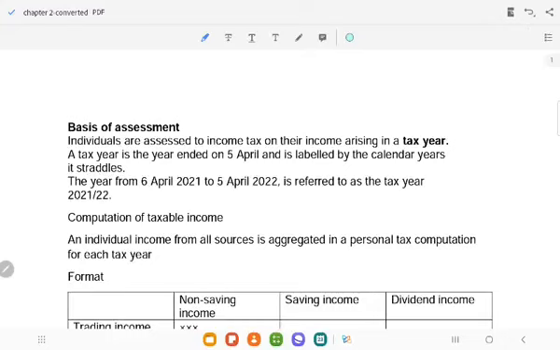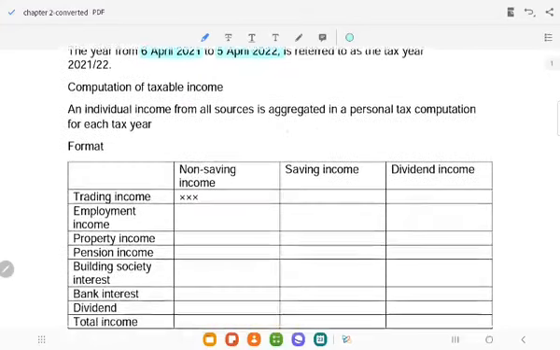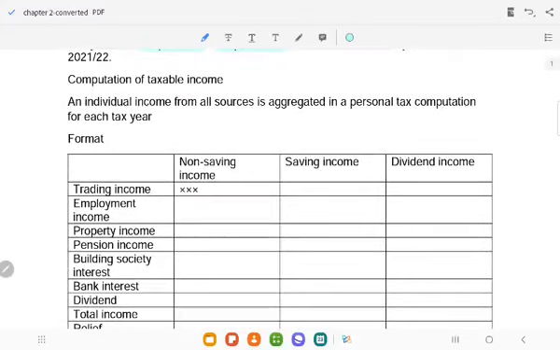Individuals are assessed to their income tax on their income arising in the tax year. The tax year starts from 6th April 21 and ends on 5th April 22 for the Finance Act 21. How to compute the taxable income? An individual's income from all sources is aggregated in a personal tax computation for each tax year.